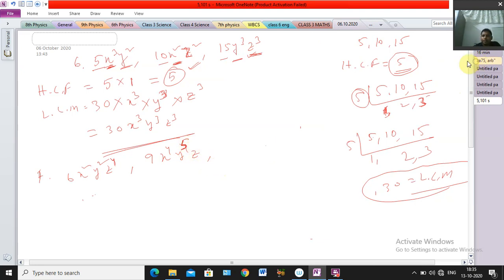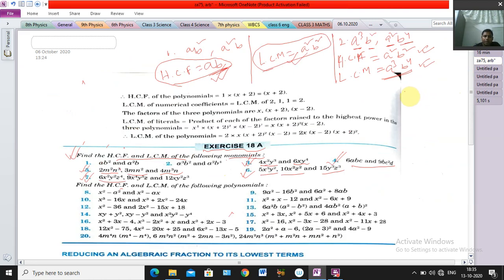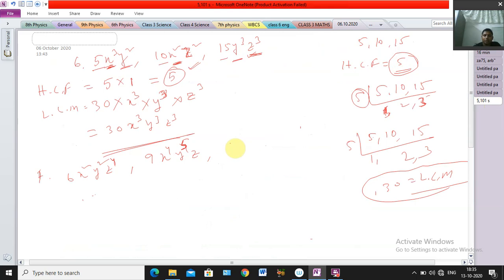And the last part is 12x y square z cube. That is the question.